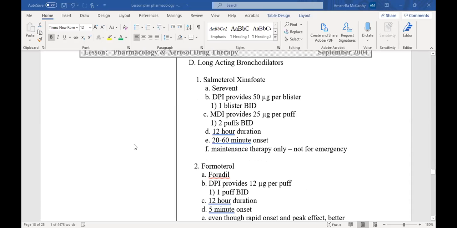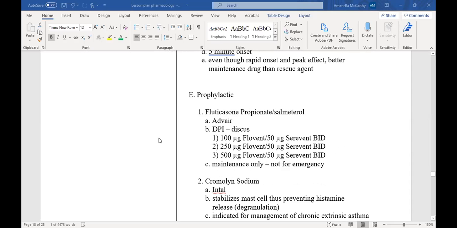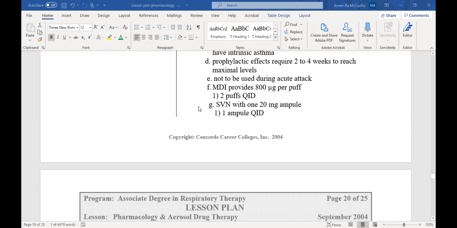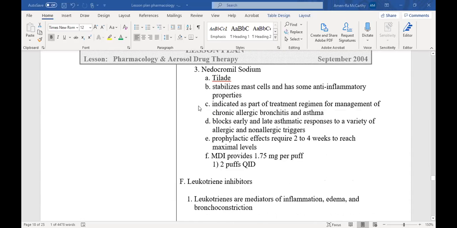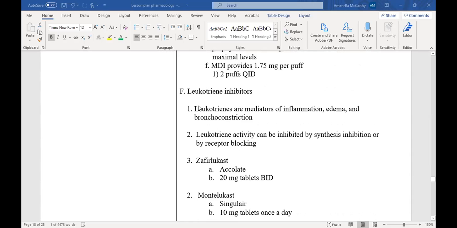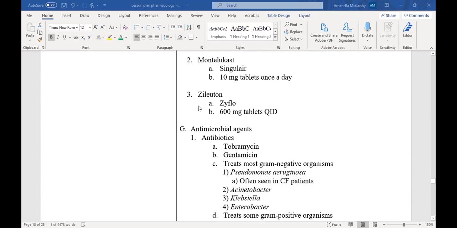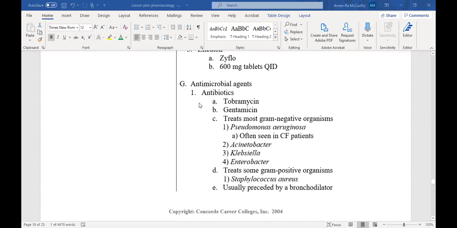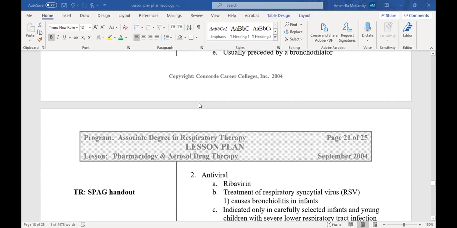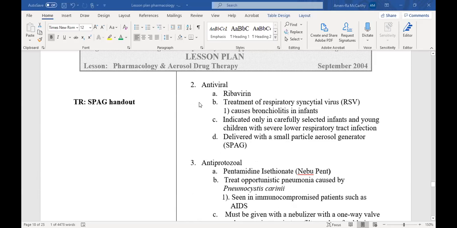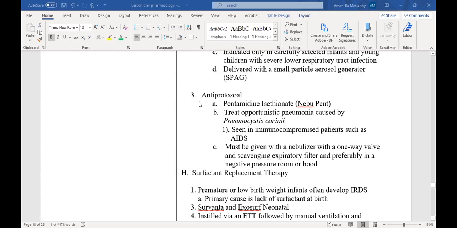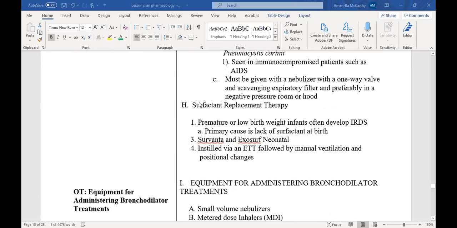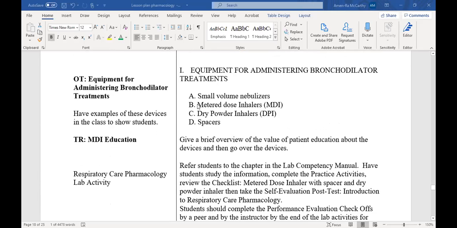These are the dilators that last for 12 hours or more, okay? So you got some long-acting bronchodilators you got to know. There's some prophylactic medicines that we're going to talk about, right? And prophylactic means preventative, right? Leukotriene inhibitors that you got to learn about. Antimicrobial agents that we have to talk about. Antiviral, antiprotozoal, surfactant replacement therapy, right? And then that's it.